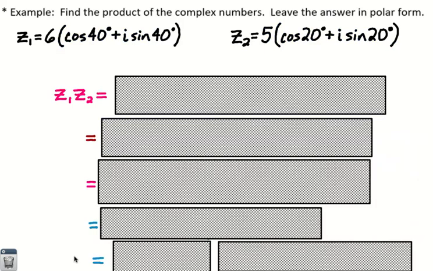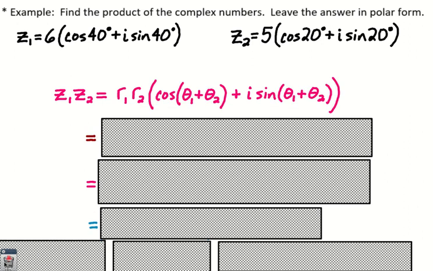So watch how this ends up working out. Here's an example. Let's find the product of these two complex numbers that are in polar form. When you just go right to the formula, R1 is 6. The second radius, R2, is 5. And then theta1 is 40. Theta2 is 20.